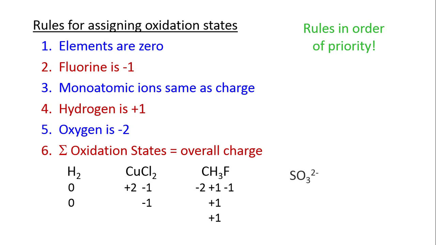Our last example is the sulfite ion, SO3 with a 2- charge. We don't have a rule for sulfur, but rule number 5 says that the oxidation states of the oxygen atoms are each minus 2. These add up to minus 6. In this example, the oxidation states have to equal minus 2. This means that sulfur has an oxidation state of plus 4.